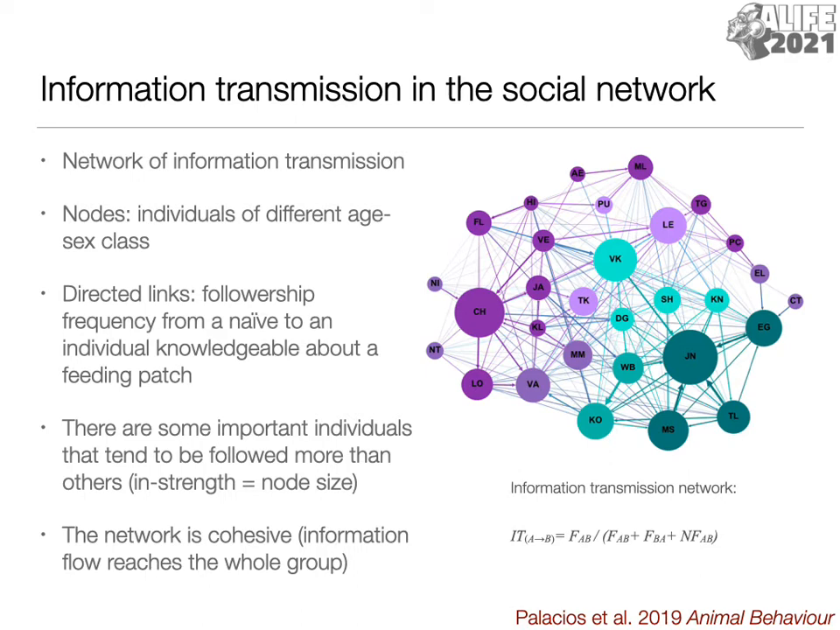And the directed links between them show the frequency with which a naive individual followed a knowledgeable one. There are some individuals that are followed more by others, but most individuals are followed at least infrequently. And this creates a cohesive network where information about fruiting trees reaches the whole group.